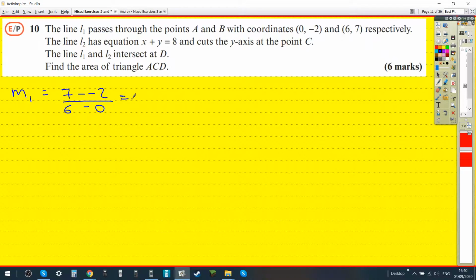that will be 3 over 2. And then if I then do minus 2 equal, I'll just solve to find what the equation is. And I got the c is minus 2, so L1 will be y equals 3 over 2 x minus 2. Okay. And then for L2, is the equation just minus x plus 8? Yeah.